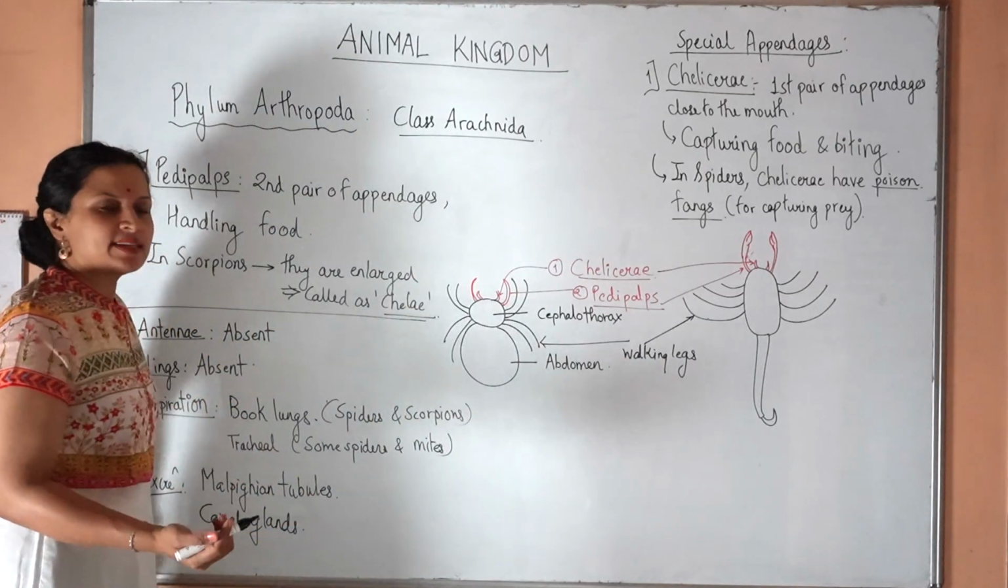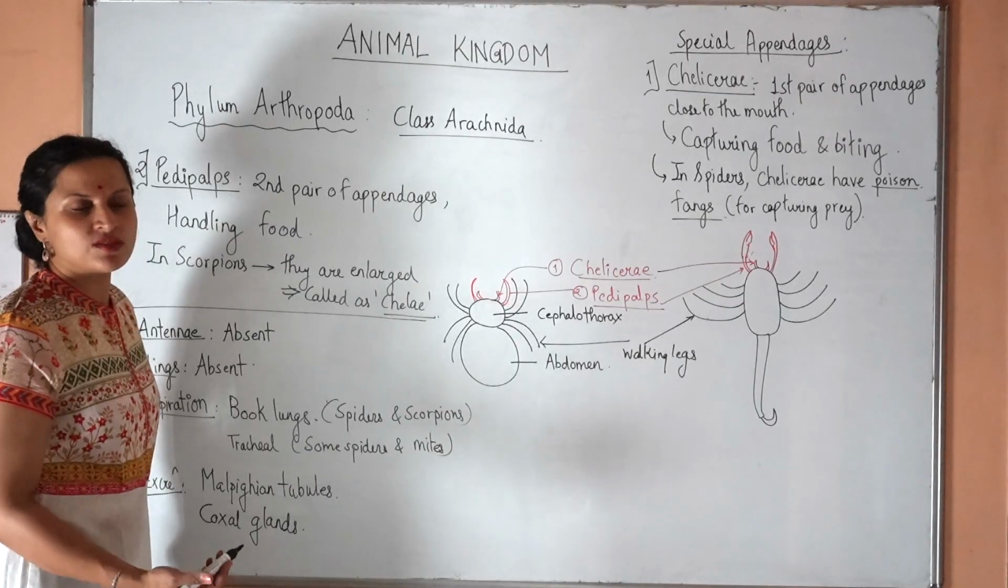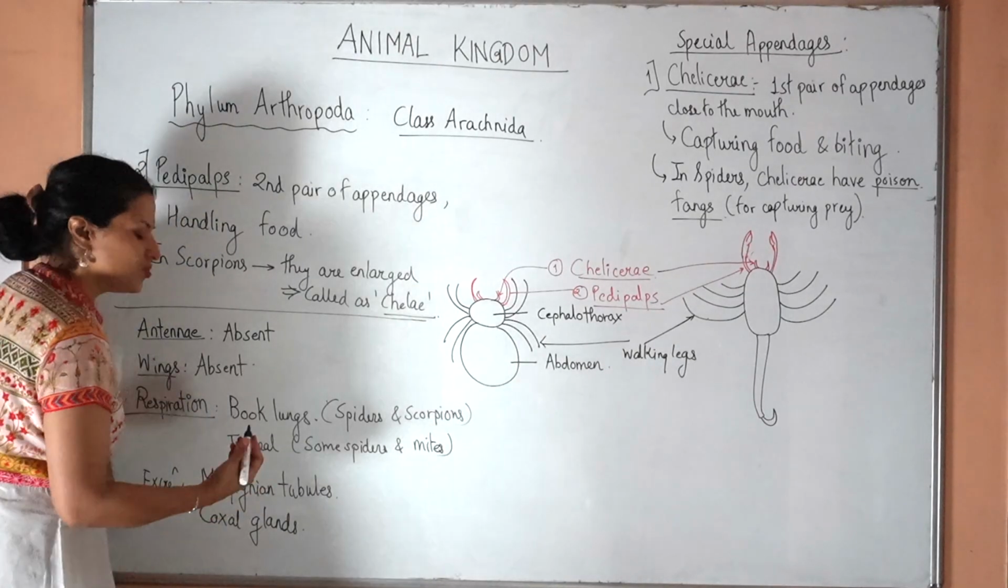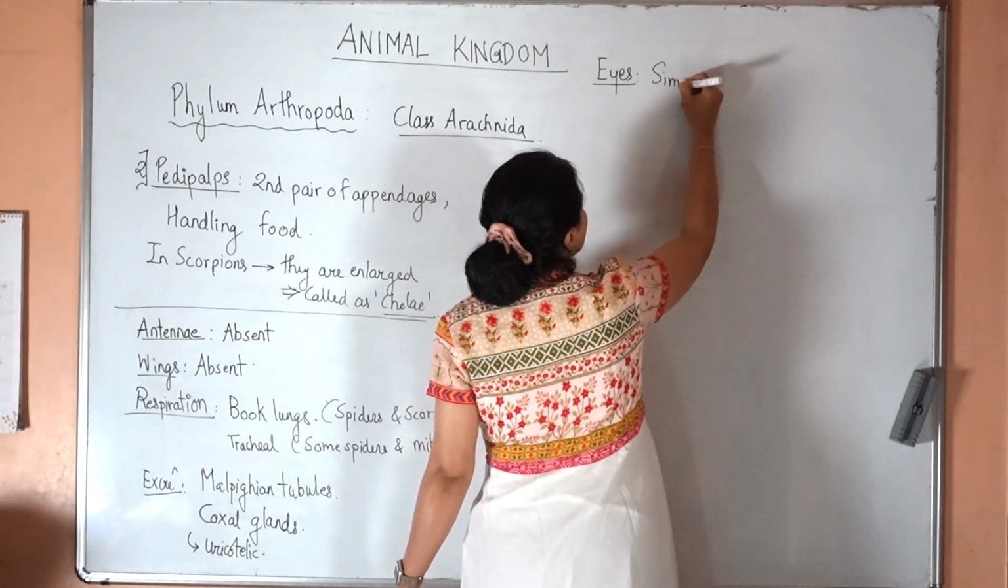And since most of the arachnids are terrestrial, you can infer that the excretory waste that is given out is uric acid, so they are uricotelic. Eyes: arachnids usually have simple eyes only.